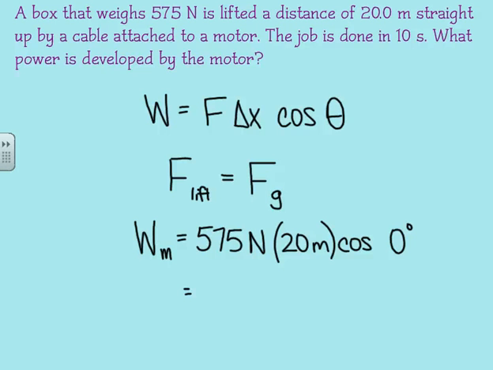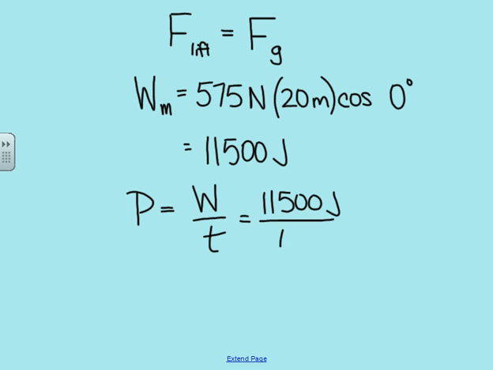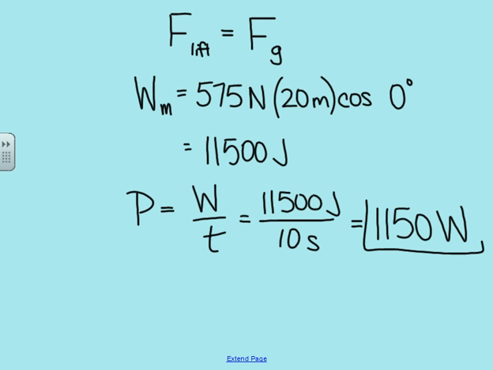575 times 20 meters gives me 11,500 joules of work. To find the power that this motor develops, I divide that work by time. 11,500 joules divided by 10 seconds gives me 1,150 watts. So this motor develops 1,150 watts.